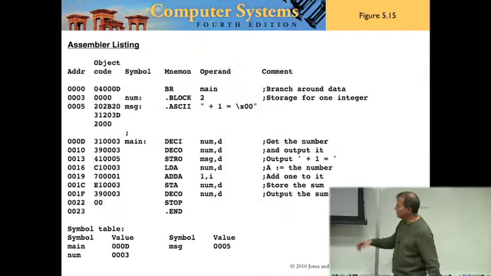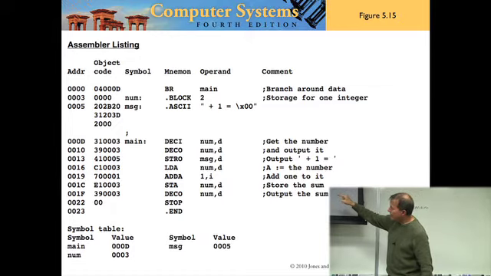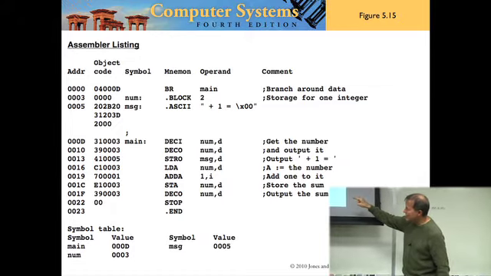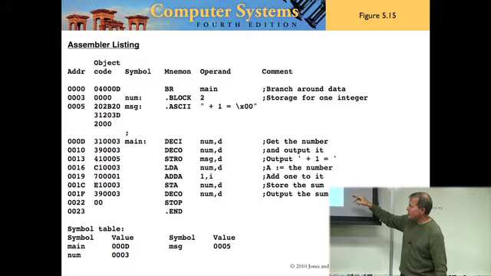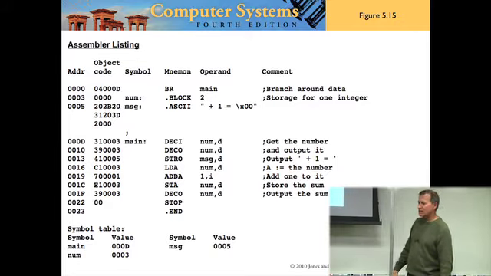Okay. See, so for example here, the value of main is 000D, because that's where the 31 is stored. Okay. The value of the symbol num is 0003, because that's the address of the first byte generated by the .BLOCK command. And the value of the MSG symbol is 0005, because that's the address of the first byte generated by the .ASCII command.